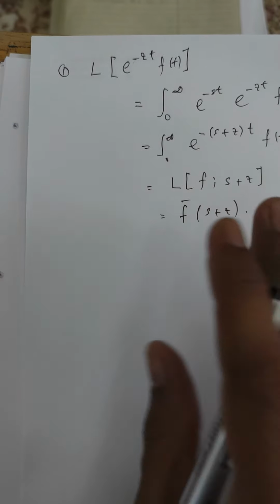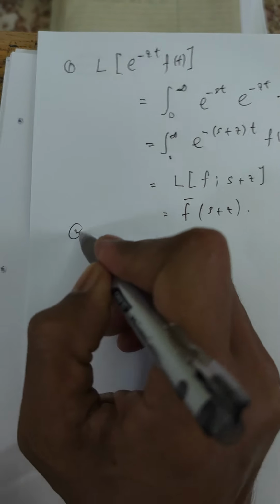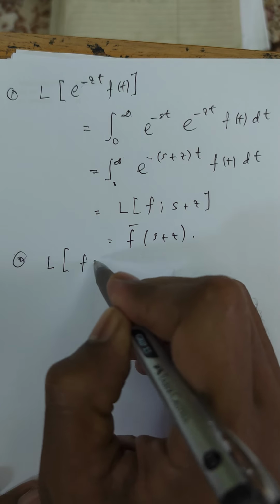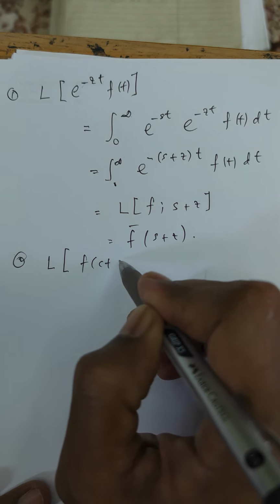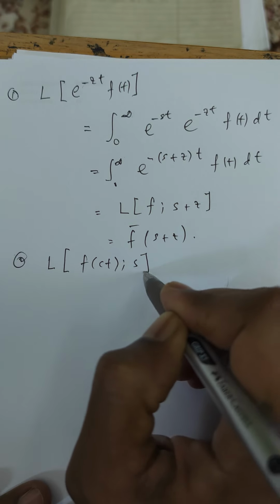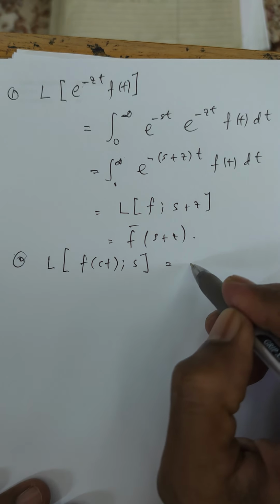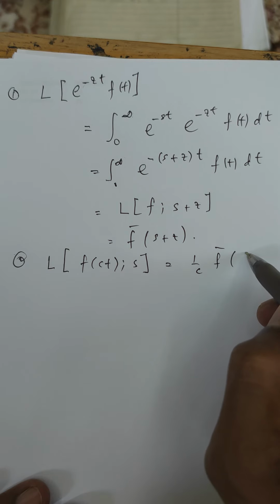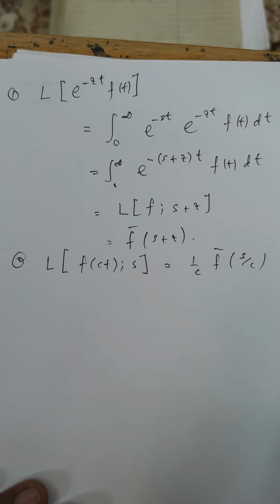All right, and others you can try to prove. L{f(ct)}(s) is equal to 1 over c times F(s over c). This is also not difficult to show.